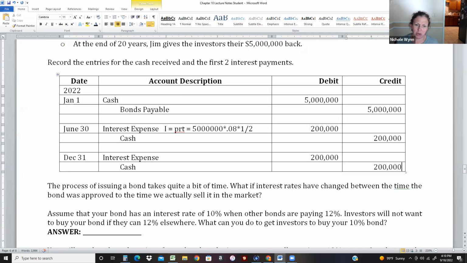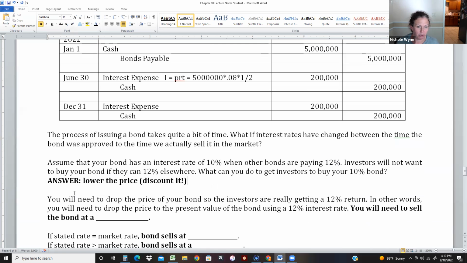All right. So we talked about it earlier, and we mentioned that sometimes bonds have to sell at a discount or have to sell at a premium. So assume that your bond has an interest rate of 10% when other bonds are paying 12. So if my bond pays 10 and everybody else's are paying 12 that are similar in risk and maturity and stuff, investors don't want my bond. So the only way to get people to buy my bond is to lower the price. And that's called to discount it.